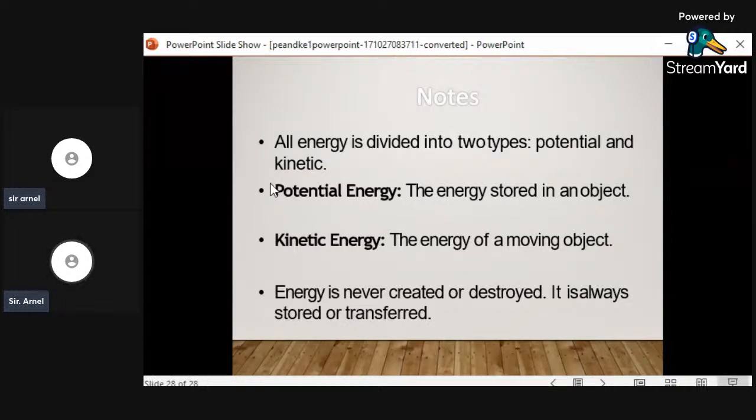Energy is divided into two types, potential and kinetic energy. Potential energy is the energy stored in an object. Kinetic energy is the energy of a moving object. And lastly, energy is never created or destroyed. It is always stored or transferred.